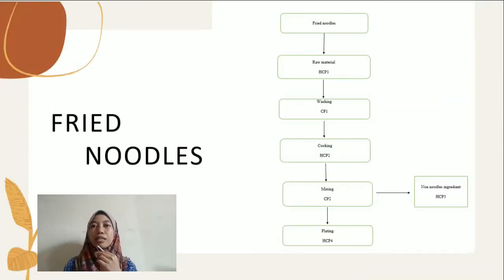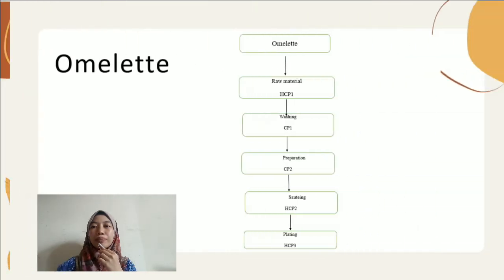Okay, this is the flow chart diagram for fried noodles. The first one is receiving raw material. This is HCP number 1. Washing the noodles is control point number 1. The cooking process is HCP number 2. Mixing with the non-noodles ingredient is control point number 2, and non-noodles ingredient is HCP number 3. And the last one is plating, HCP number 4.